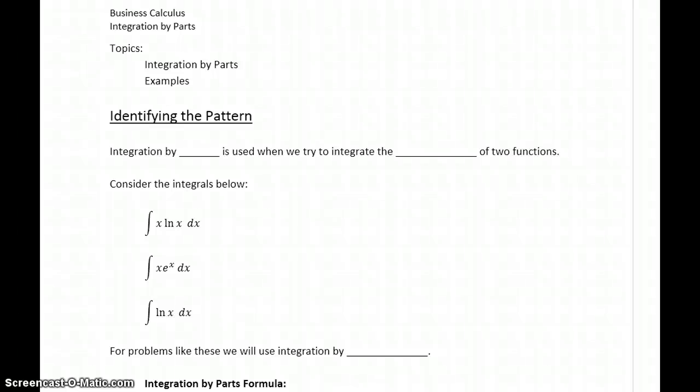Integration by parts is going to be another technique for evaluating integrals that is going to be used with specific types of functions. So previously we already introduced integration by substitution. Integration by substitution was used whenever we were trying to integrate functions that were composite functions, so there was some inner and outer function. Integration by parts is going to be used when we try to integrate the product of two functions.